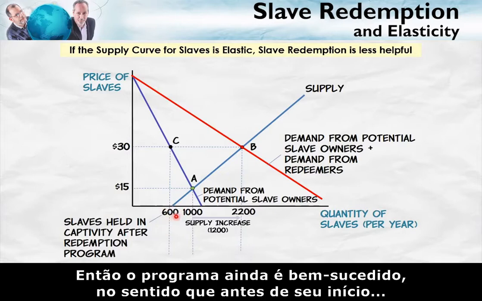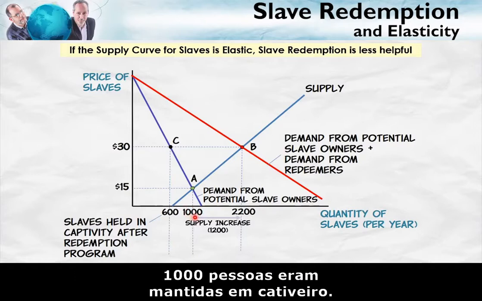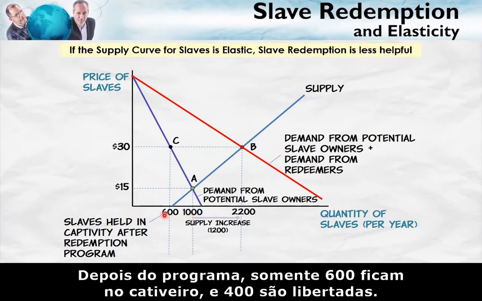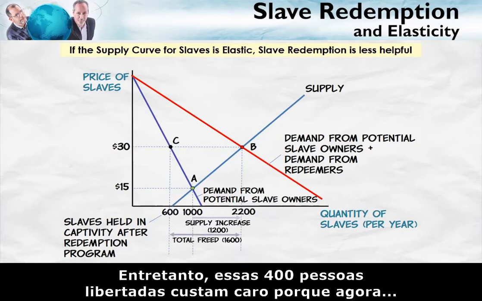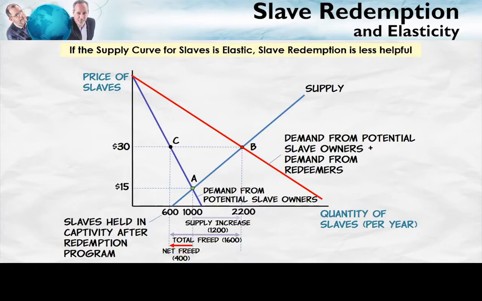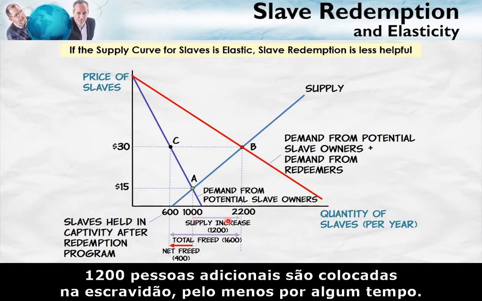So the program is still successful in the sense that before the program begins, 1,000 people are held in captivity. After the program, only 600 people are held in captivity. So 400 people are freed. However, those 400 net freed come at a high price because now 1,200 additional people are put into slavery, at least for some period of time.